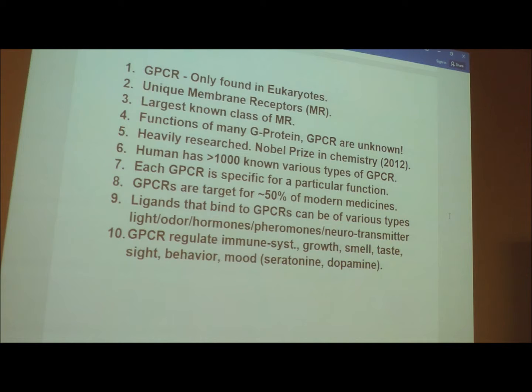As a matter of fact, in 2012, the Nobel Prize in Chemistry was given out for the study of G protein coupled receptors involved in cell signaling. To our knowledge, humans have over 1,000 known various types of G protein coupled receptors. GPCRs are the target for about 50% of the common modern medicinal drugs. They regulate the immune system, growth, smell, taste, vision, sight, behavior, mood in terms of serotonin and dopamine, and the list goes on and on.